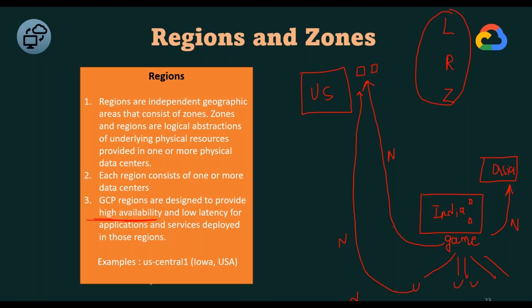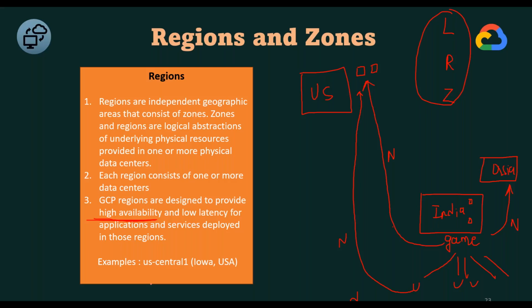The application is highly available. That means if you try to access that application, in the next second it will be accessed. Low latency means the latency is very less. That means when accessing the application, the seek time for the application is very less. So the main idea for dividing the locations into regions and zones is this reason.